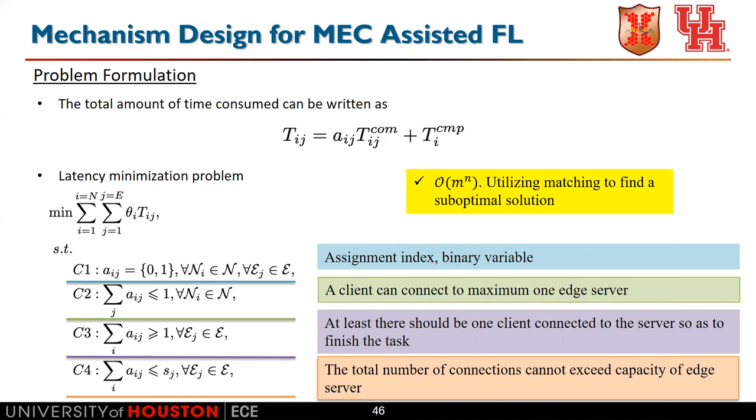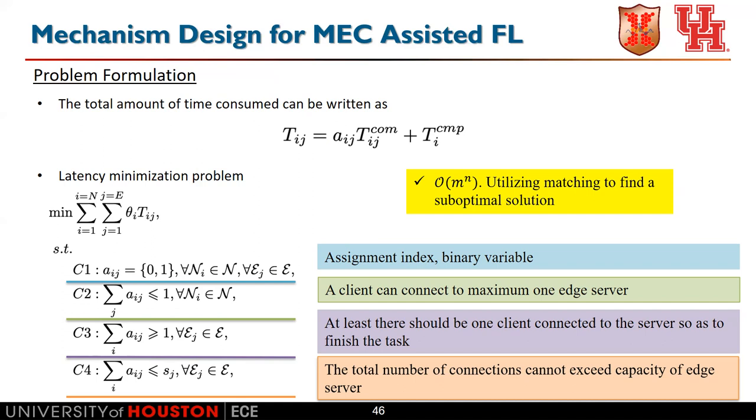So here in the objective function, theta_i means the willingness of the devices, which means if the remaining energy of the mobile device is less than the threshold, it will not participate in the federated learning tasks, which means theta_i will be zero. Otherwise, it will participate in the federated learning tasks.